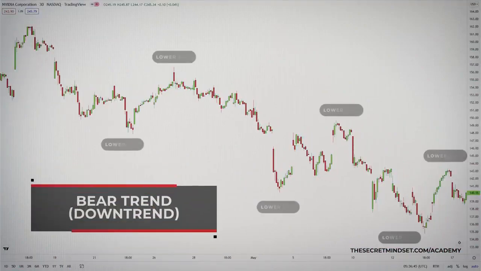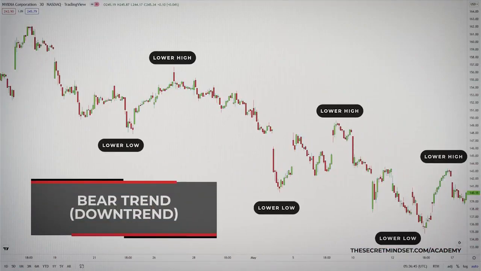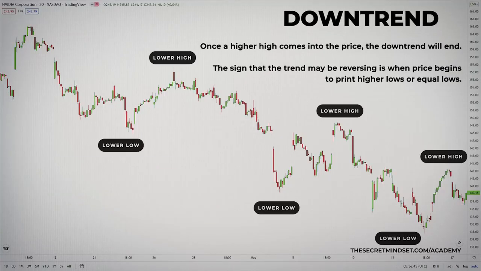A bear trend is the price action of lower lows and lower highs. The bear trend will continue to fall as long as lower highs continue to print. Once a higher high comes into the price, the trend will end. The sign that the trend may be reversing is when the price begins to print higher lows or equal lows.